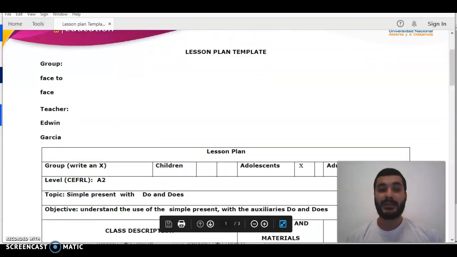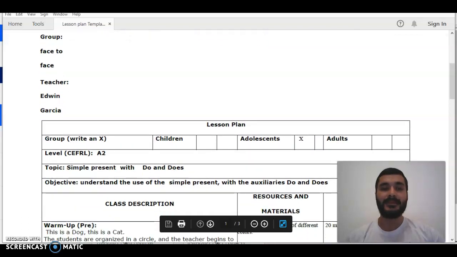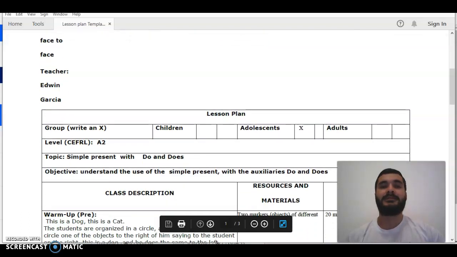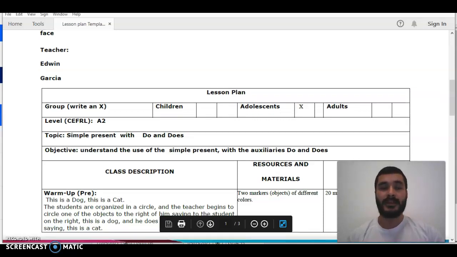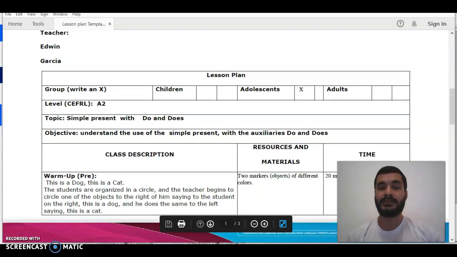My name is Edwin Garcia, and this is for an adolescents group of A2 level according to the European framework. The topic would be the simple present with do and does. The objective of this class is to understand the use of the simple present with the auxiliaries do and does.